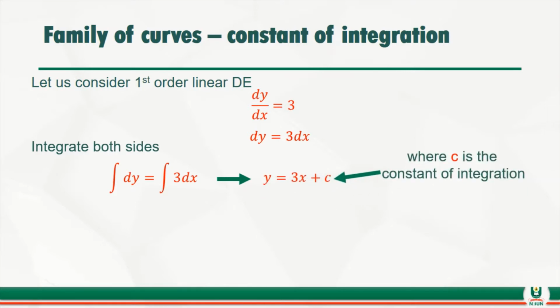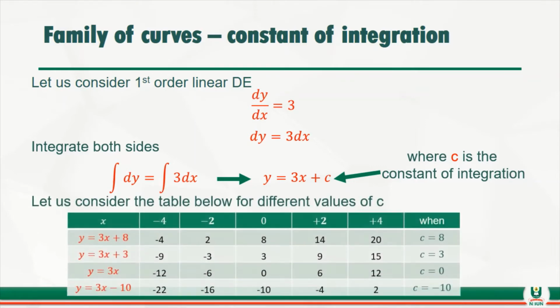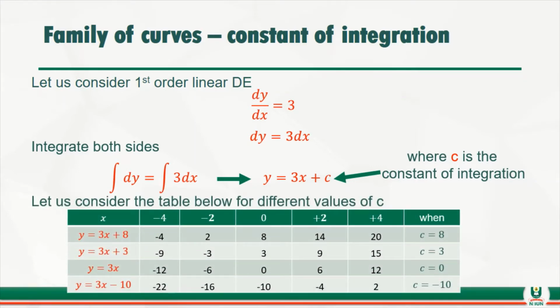So let's proceed now. The next thing is that let's use this expression to come up with a table. Look at the table now. In this table, you will notice that when the constant of integration c is 8, I will have y is equal to 3x plus 8. Then as well, when c is 3, you have 3x plus 3. Then when c is 0, you have 3x. At the same time, when c is minus 10, you have 3x minus 10. You can now see that here we're having 4 different lines.